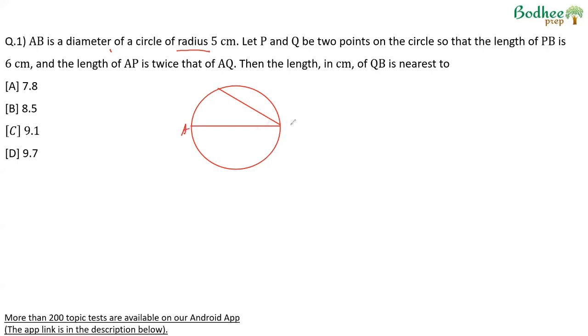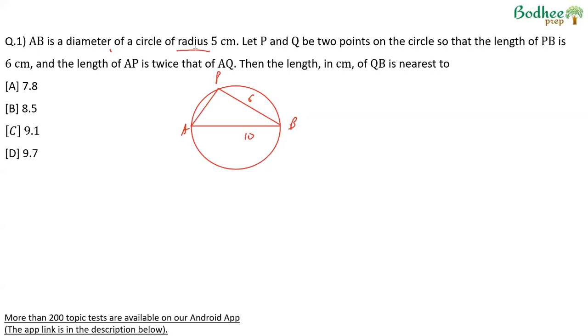This is AB. This will have length 10. We have PB with length 6. So we join AP. Using the Pythagoras theorem in triangle APB, because angle APB will be 90, angle in a semicircle, we can say AP square plus PB square is equal to AB square. AB is the hypotenuse, so AP square plus 6 square is equal to 10 square. With 6 and 10, we know that the Pythagorean triplet will be 8. So the length of AP comes out to 8.